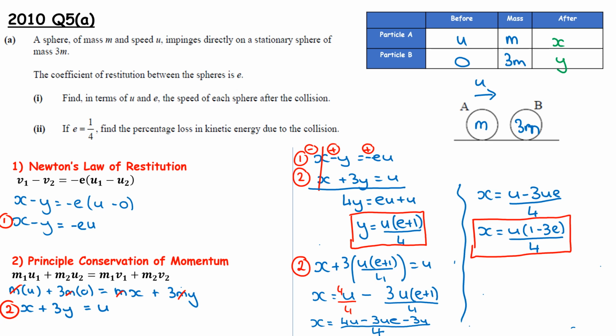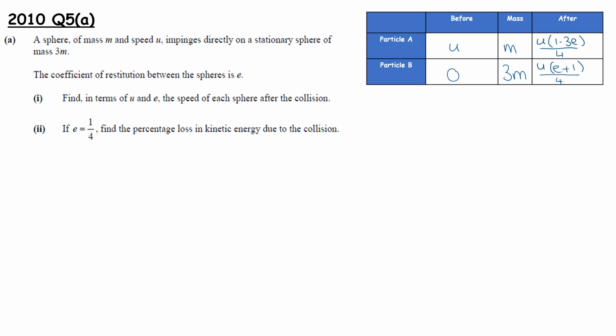and there's x. So for part 2, if e is equal to 1/4, find the percentage loss in kinetic energy due to the collision. So we have our table up here, and I've subbed in what we've worked out in the previous part. However, I can work that out even further now because they told me that e was equal to 1/4. So knowing that e equals 1/4, I can do that substitution. So that's u bracket 1 minus 3 over 4, all over 4. And that works out as u over 16.